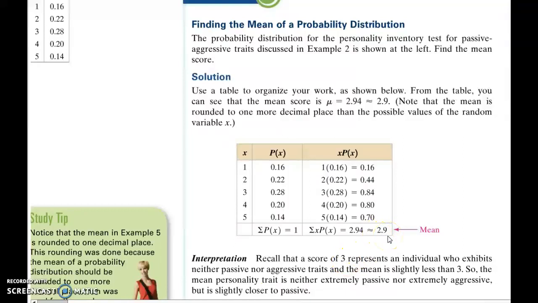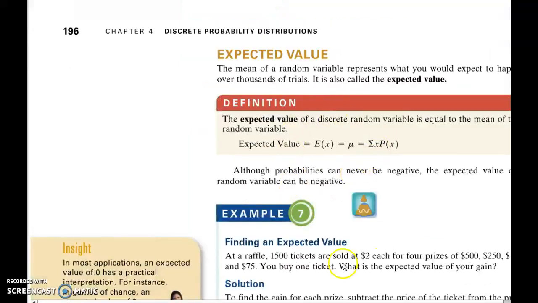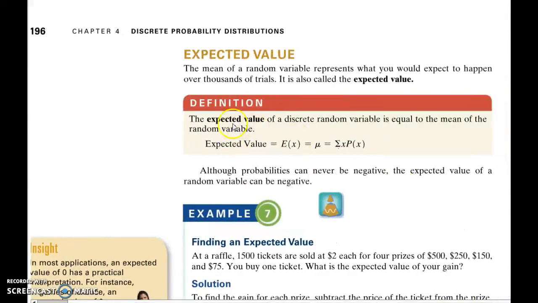Now you may be thinking, well, 2.9 isn't even a possible score. You have to be either a 1, a 2, a 3, a 4, or a 5. So how do we interpret this mean? What we would interpret this as is, if we took a bunch of people, gave them a rating, and then averaged all their ratings, this is what we would anticipate the rating would come out to from all those people. And you'll see that we also call that the expected value.